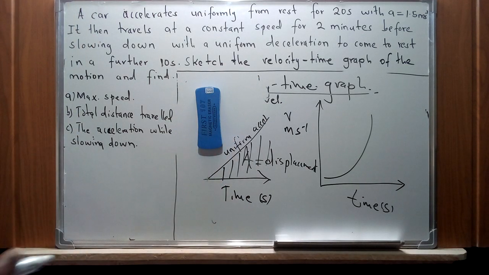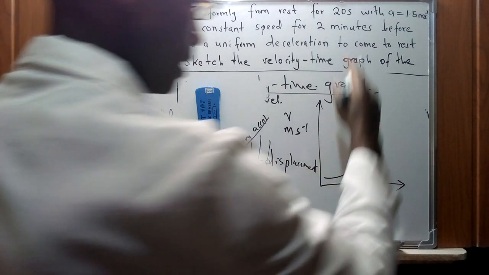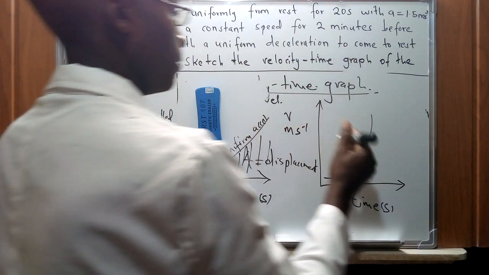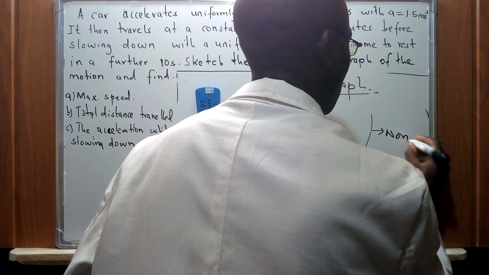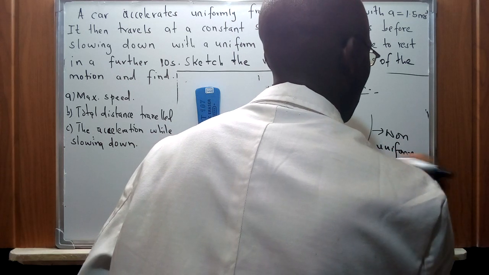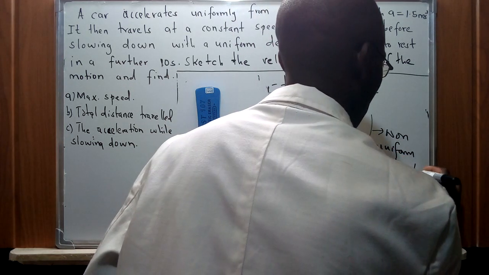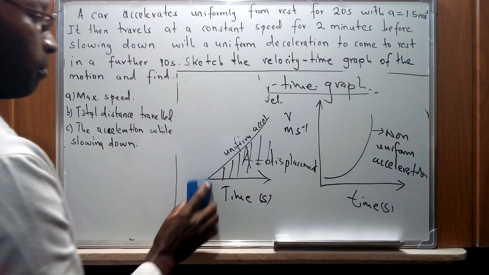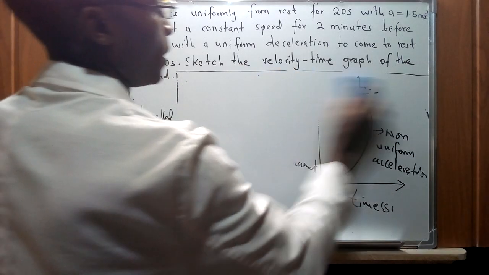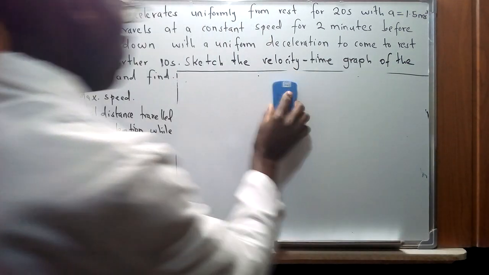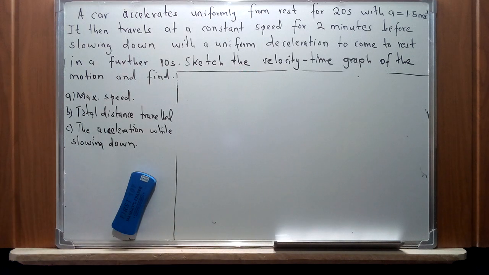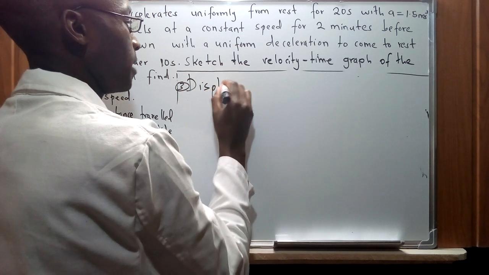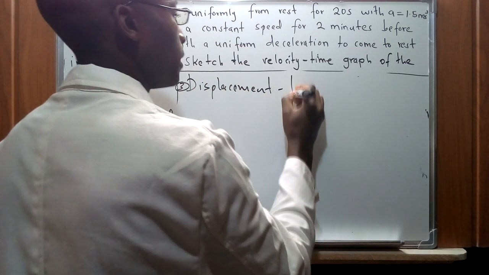Now for a velocity time graph showing some kind of exponential graph, that is non-uniform acceleration. For a velocity time graph with such an exponential nature, that is non-uniform acceleration. So for the third set of graphs that we discussed, this is number 3, the displacement time graph.